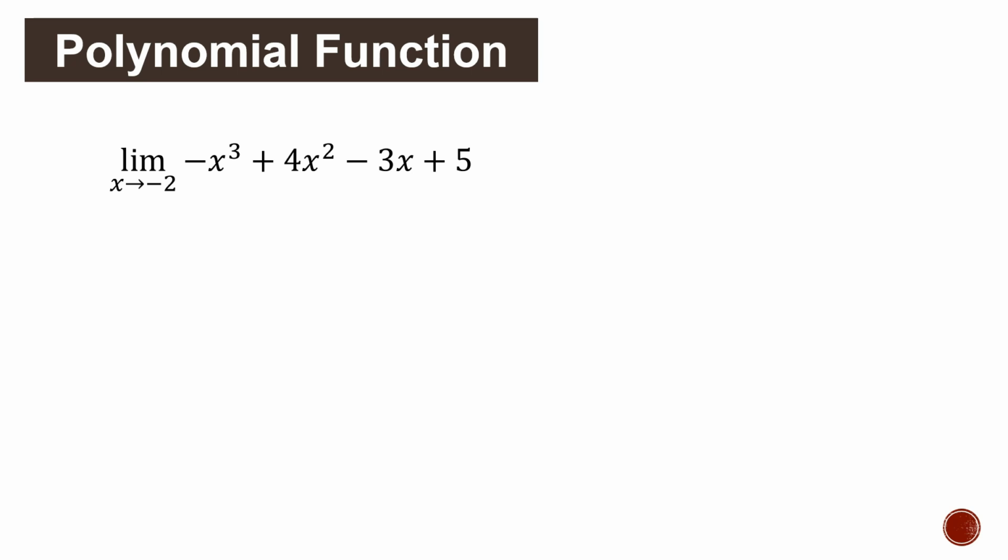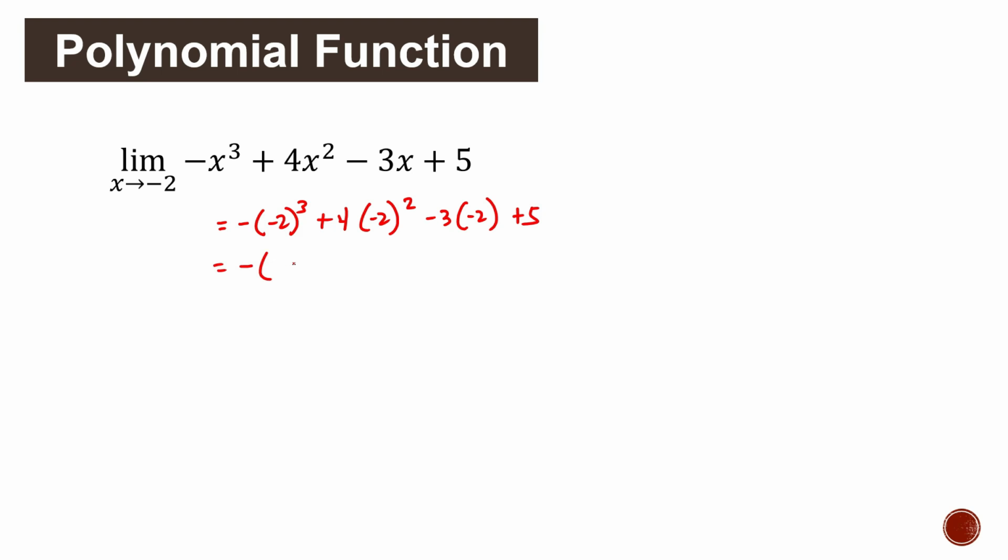If it's cubic, quadratic, linear, any polynomial function, all we need to do is to substitute the c to x and then evaluate. So here our c is -2. You will substitute that to x, so negative 2 raised to 3 plus 4 times -2 square minus 3 times -2 plus 5.